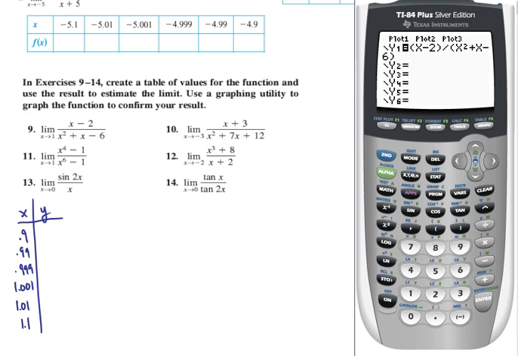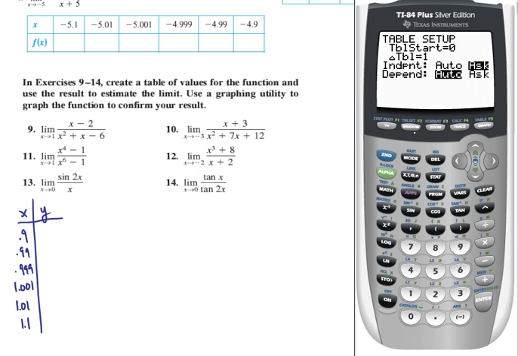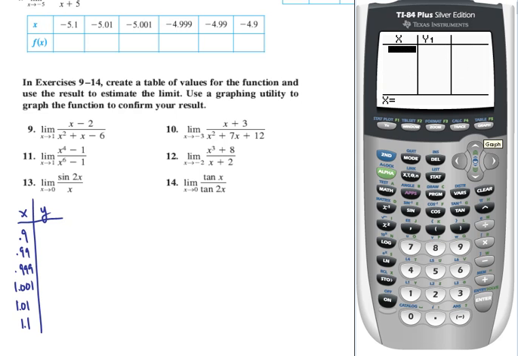Now we'll bring up the graphing calculator, put our function in, and that's parentheses for the numerator, x minus 2, divided by parentheses for the denominator, x squared plus x minus 6. Now we're ready to go to table set. Make sure that it says independent ask, which it does. Then second table, and we're ready to start entering values.